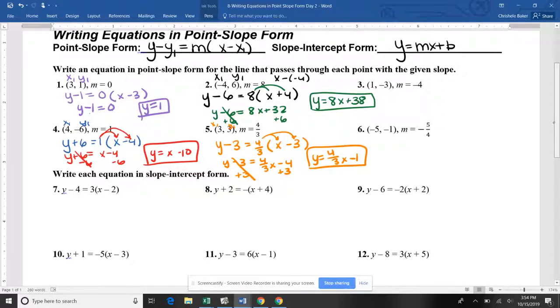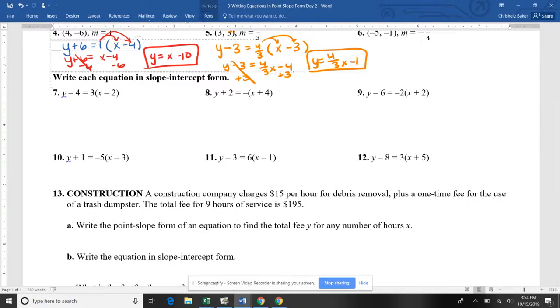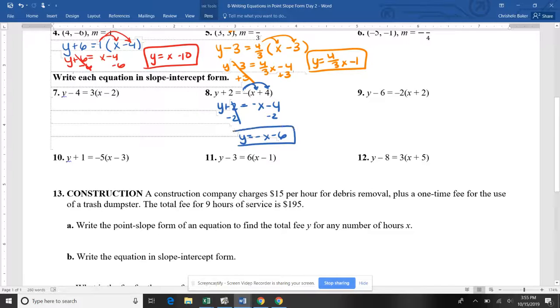In the second section, we're just practicing distributing and getting our variable alone. So let's look at 8 since it has this negative. So y plus 2 is equal to -x, distribute your negative, minus 4, subtract 2 from both sides. Y is equal to -x minus 6. Let's distribute this one. So I have -5 that I'm distributing. That's -5x plus 15. Subtracting 1 from both sides is y equals -5x plus 14.